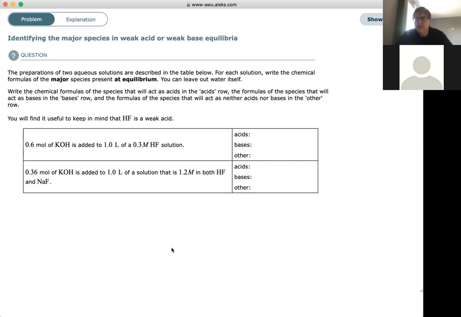Well, actually, I should be more careful. I should be more precise than that. We're concerned with what's in the solution once the reaction is complete. Once the reactants have reacted, what is in the solution? So part of this will require us to do a little bit of arithmetic to figure out what's going to be left once the reaction has taken place. And then we have to identify whether something is an acid or a base or other. Okay, so let's take a look.